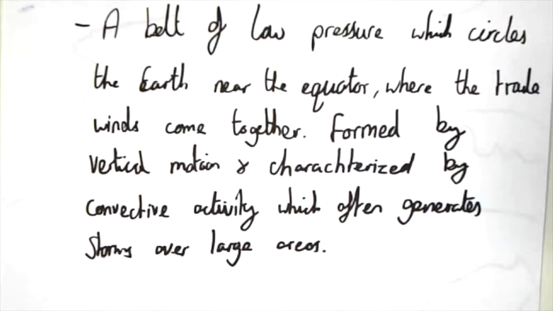So let's take a look at a definition of the ITCZ. It is a belt of low pressure which circles the Earth near the equator where the trade winds come together. It is formed by vertical motion and characterized by convective activity, which often generates storms over very large areas.